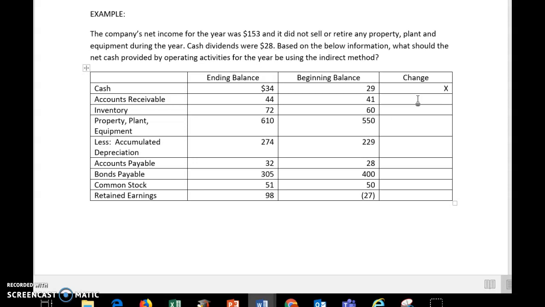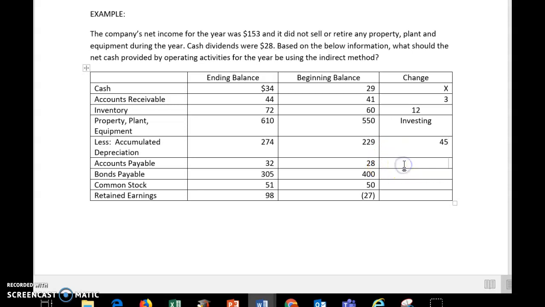So here I have an increase of 3, right? From the beginning of the year to the end of the year, that account increased by 3. My inventory increased by 12. Property, plant, and equipment, remember, this goes in the investing section, so we're not going to look at that. And although accumulated depreciation would also go into that investing section, the difference in our accumulated depreciation is actually the depreciation expense for the year. So we're going to end up adding that back in.